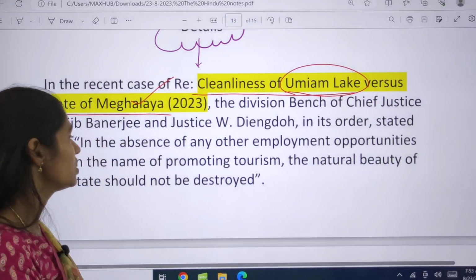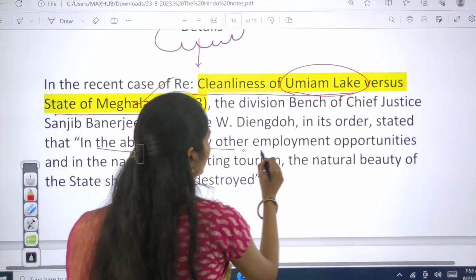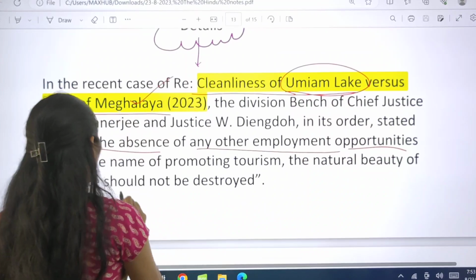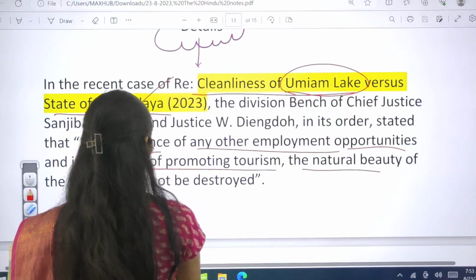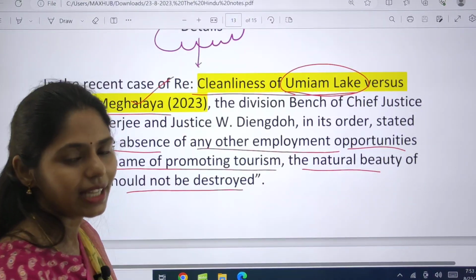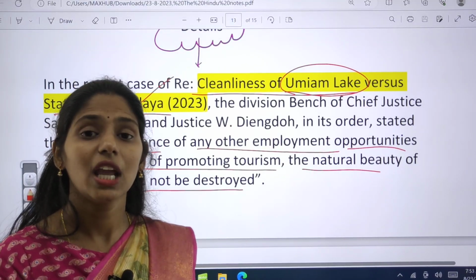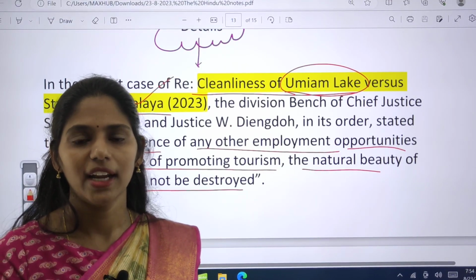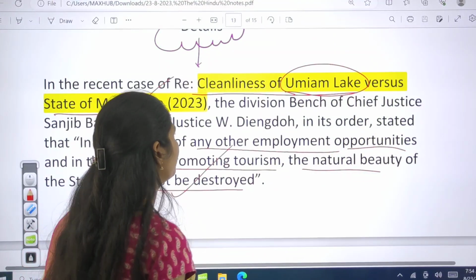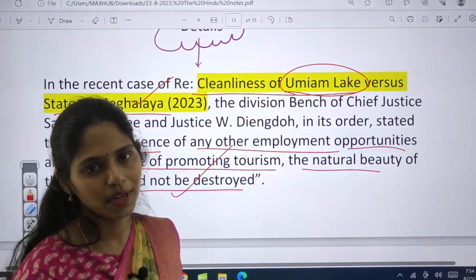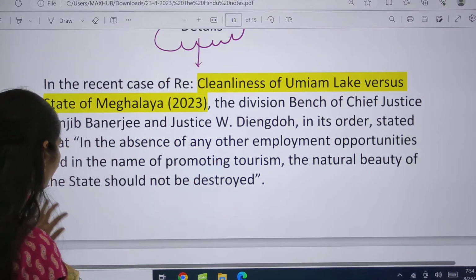In this case, the Chief Justice mainly said that in the absence of any other employment opportunities, and in the name of promoting tourism, the natural beauty of the state should not be destroyed. That means in the name of development, infrastructure projects or tourism, there is no right to destroy the environment. This is what was clearly stated by the Chief Justice in Umiam Lake versus State of Meghalaya, 2023.